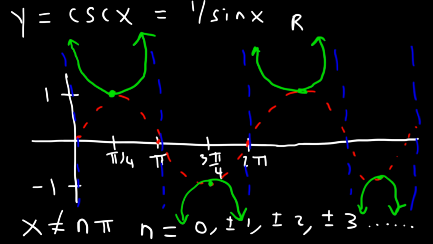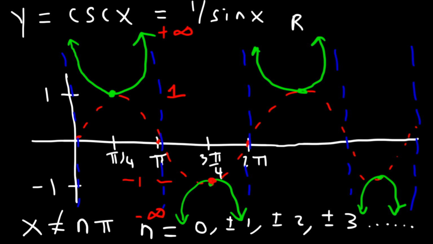So therefore, the lowest y value is going to be negative infinity. At this point, the y value is negative 1. And there's nothing in between negative 1 to 1. Cosecant simply doesn't exist there. Now the function continues at a y value of 1 and goes all the way to infinity.